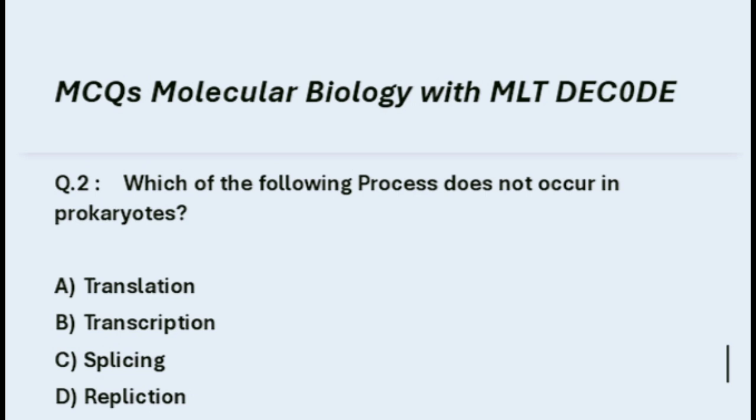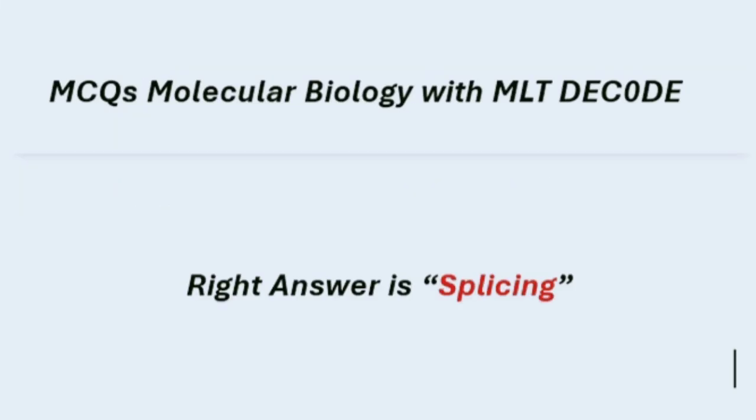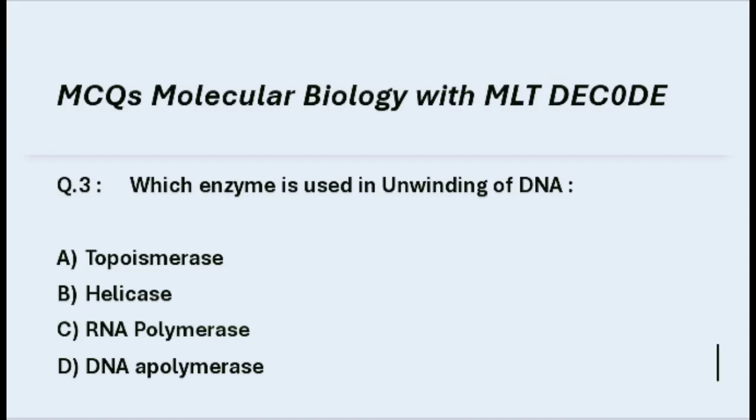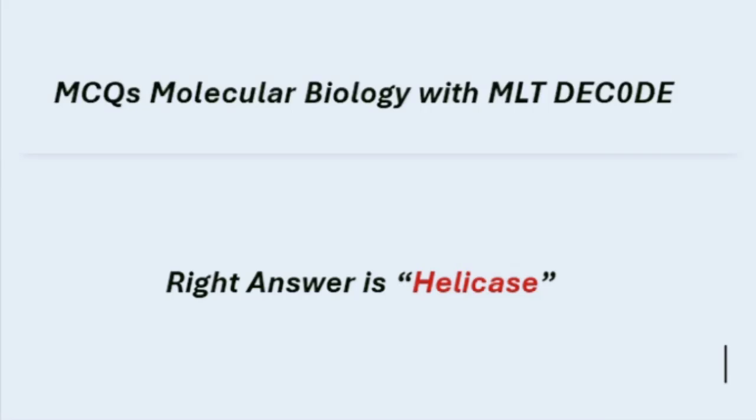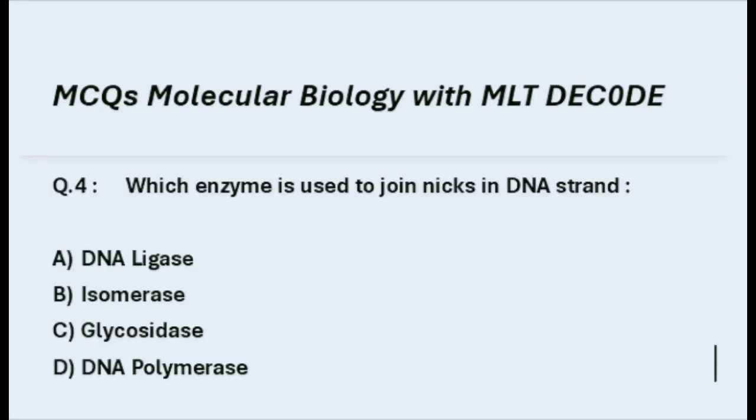The next MCQ is: which of the following processes does not occur in prokaryotes? Translation, transcription, splicing, and replication. The right answer is splicing. The next is: which enzyme is used in unwinding of DNA? Topoisomerase, helicase, RNA polymerase, or DNA polymerase. The right is helicase.